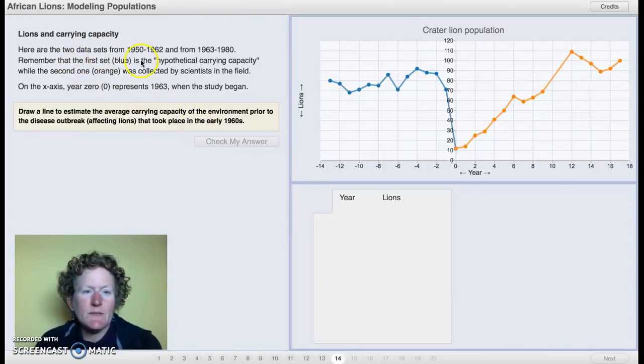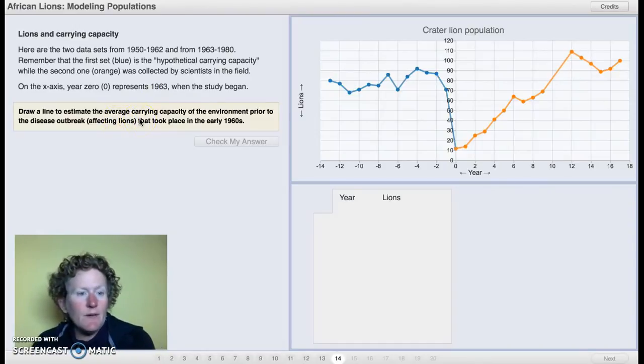Here are two data sets, from 1950 to 1962, that's in blue, and from 1963 to 1980. Remember that the first set is a hypothetical carrying capacity, while the second one, orange, was collected by scientists in the field. On the x-axis, year 0 represents 1963, when the study began. Draw a line to estimate the average carrying capacity of the lion's environment prior to the disease outbreak that took place in the 1960s.